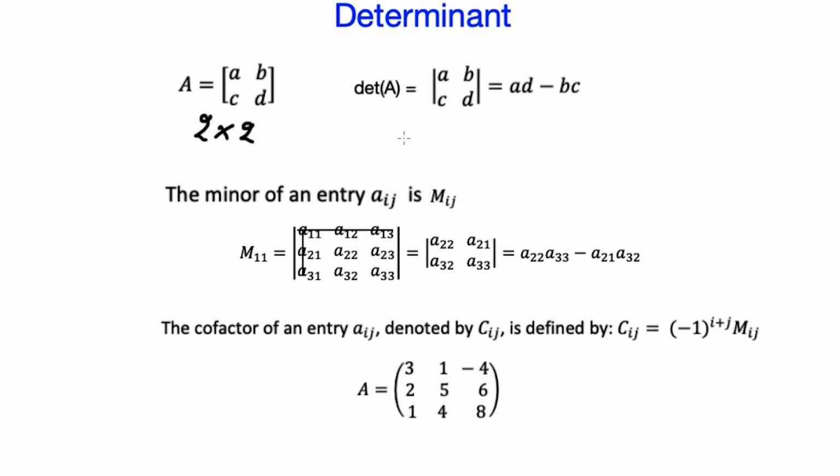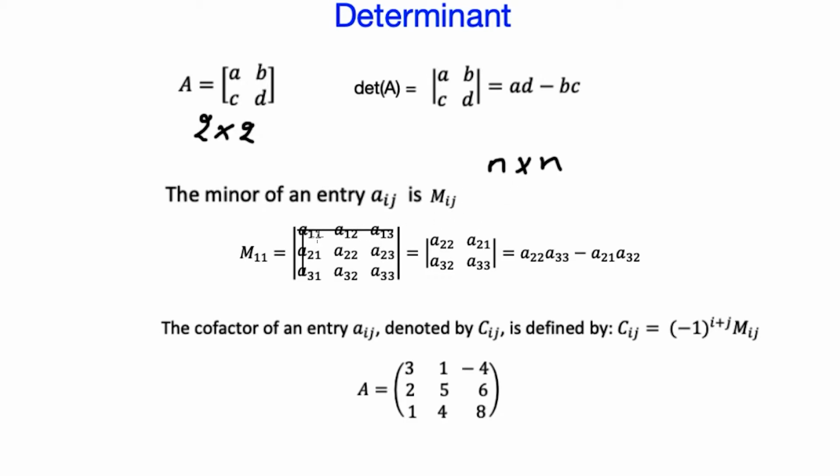This method is valid just for the 2 by 2 matrix. We can't apply it for a bigger matrix. To get the determinant for a bigger square matrix, for example n by n, we need to compute something called the minor of each entry of this matrix.